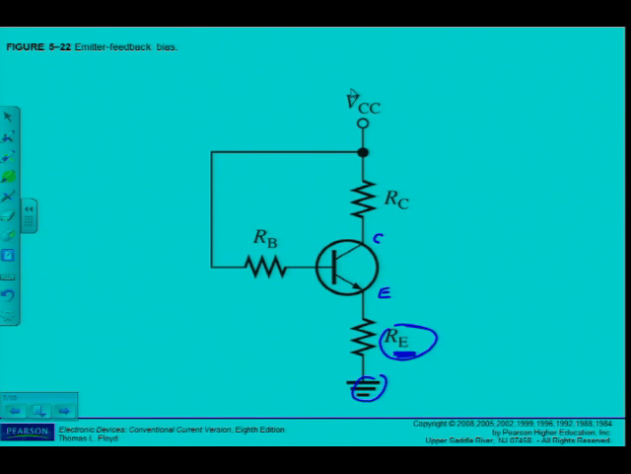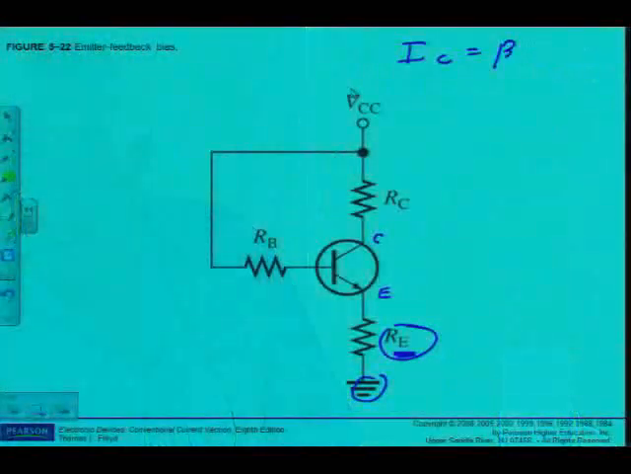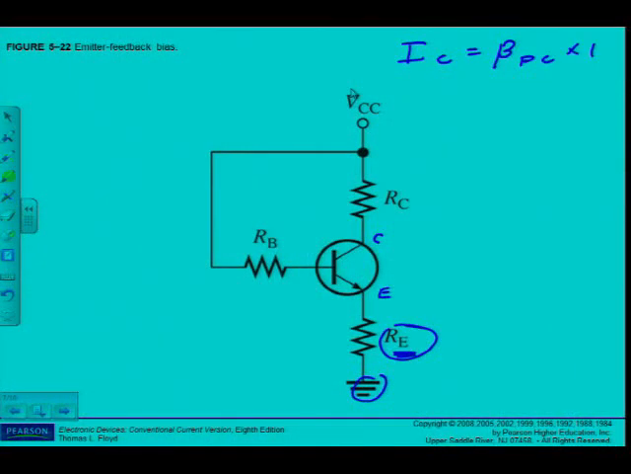So what's going to happen? It negates any attempted change in collector current with an opposing change in the base voltage. So if the collector current tries to increase, what is going to increase collector current? IC is equal to beta DC times IB. What do you know about that guy? Not stable. So say, for instance, IB increases, it's going to try and change the value of IC.